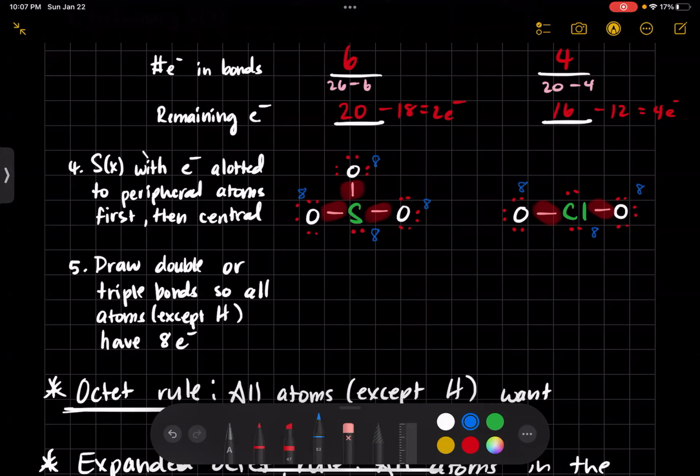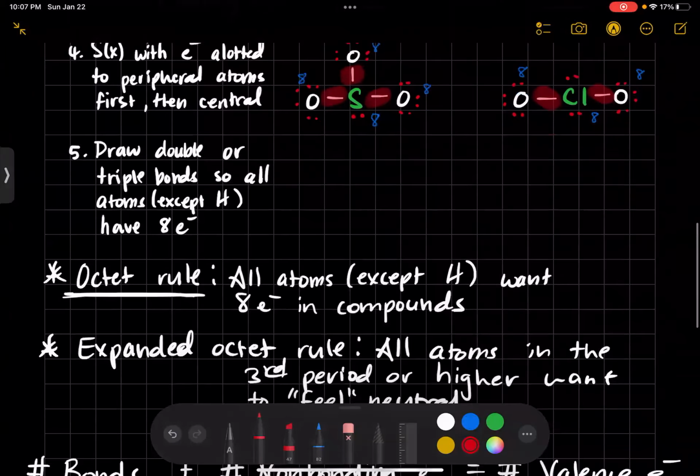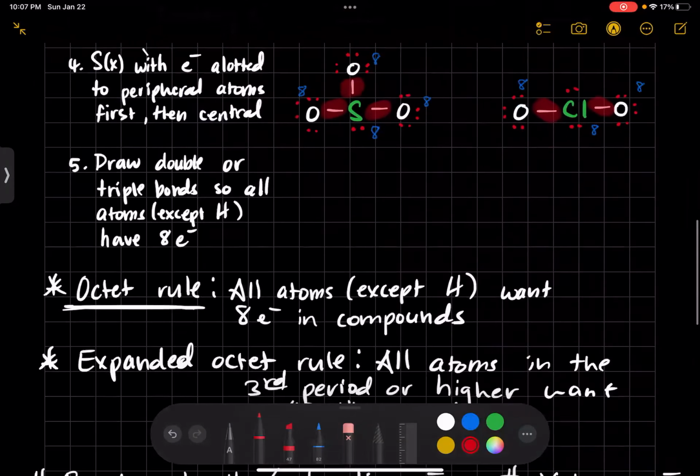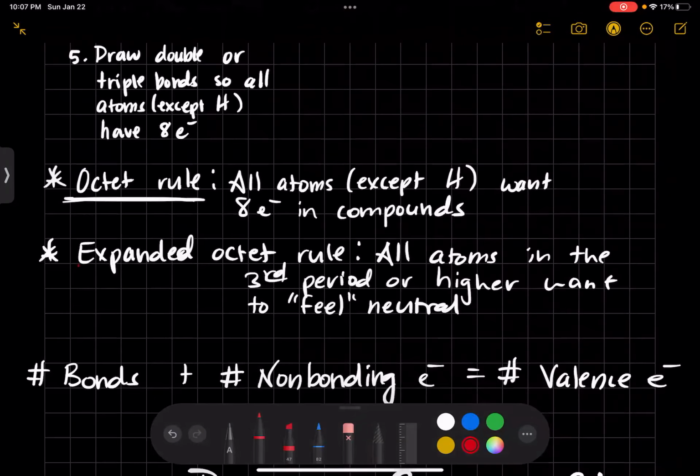For these larger elements, they can actually accommodate more electrons in their valence shells. And so instead of obeying the simple octet rule, in which all atoms except hydrogen want 8 electrons when forming compounds, these atoms have what are called expanded octets.